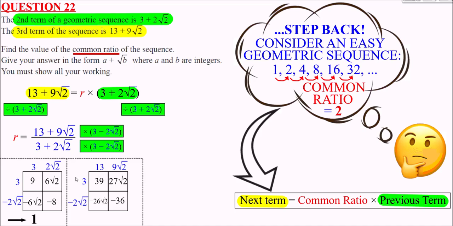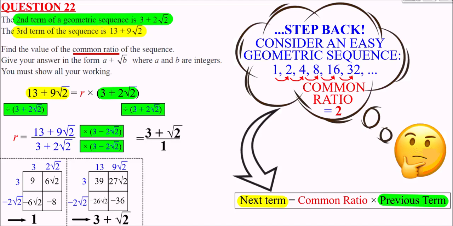Simplifying this, for normal numbers, 39 take 36 becomes 3, and 27 lots of root 2 minus 26 of them will leave me with exactly just one lot of root 2. So I'm going to get 3 plus root 2. So the ratio, the common ratio, which was this, I can now simplify to being 3 plus root 2 on the top, all over 1.